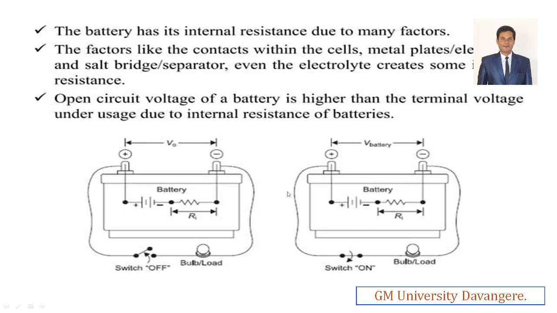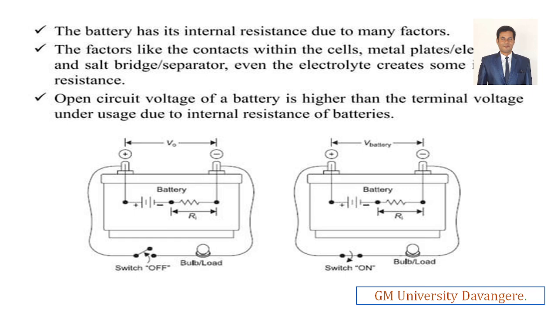So the battery internal resistance is shown like this. It depends. The battery has internal resistance due to many factors. Most of these factors have a big impact on the batteries due to the manufacturing of the cells, right? Factors like the contacts within the cells, whether of the electrodes or of small metal plates, have an important impact on the internal resistance, right?